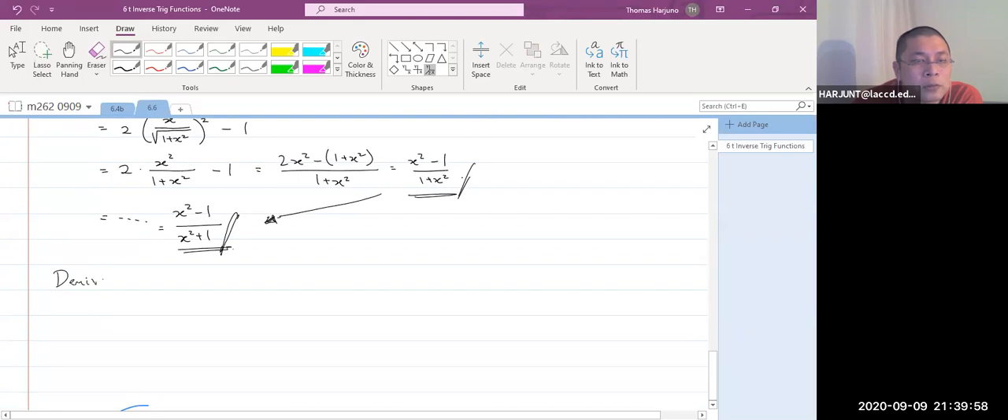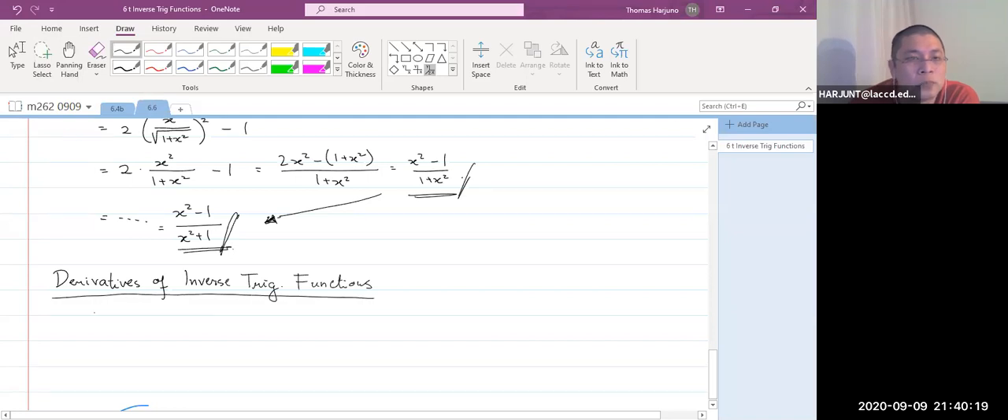Derivatives of inverse functions. The first one is sine inverse. Let y equal sine inverse of x. So sine y equals x. Now we do implicit differentiation.